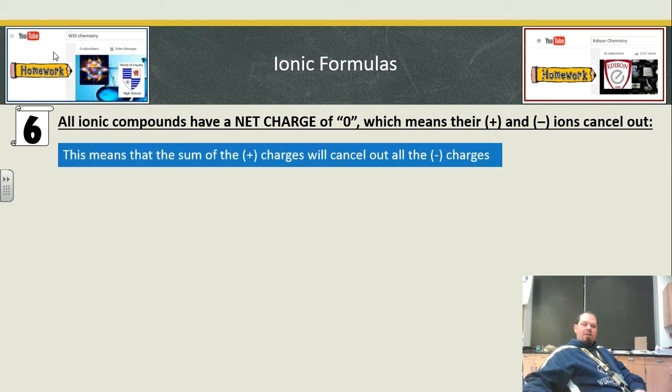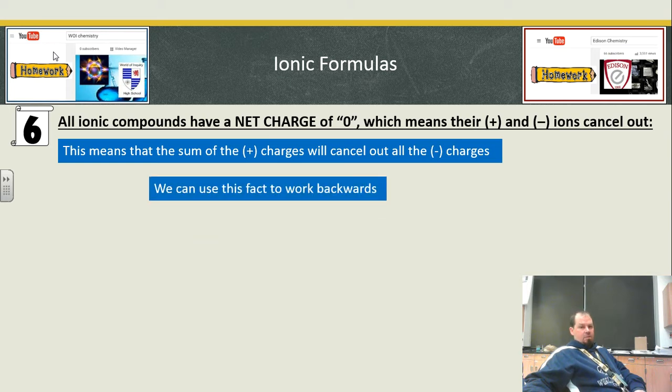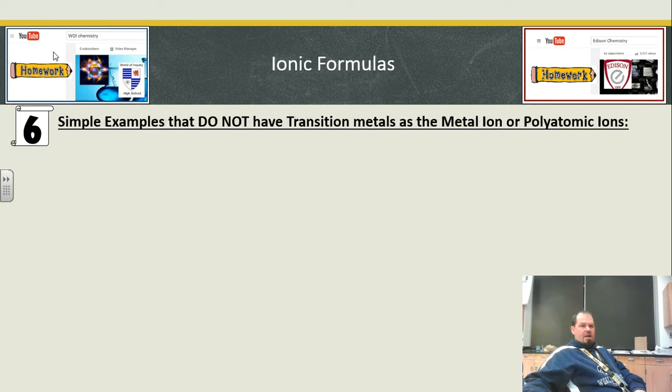So all ionic compounds have a net charge of 0. This means that all the pluses and the minuses must cancel out. We're going to use this to our advantage to work backwards. Okay, that's what this crisscross method's all about. And it's really just a fast way to do the algebra. So here's a quick example, and you'll see what I'm talking about.